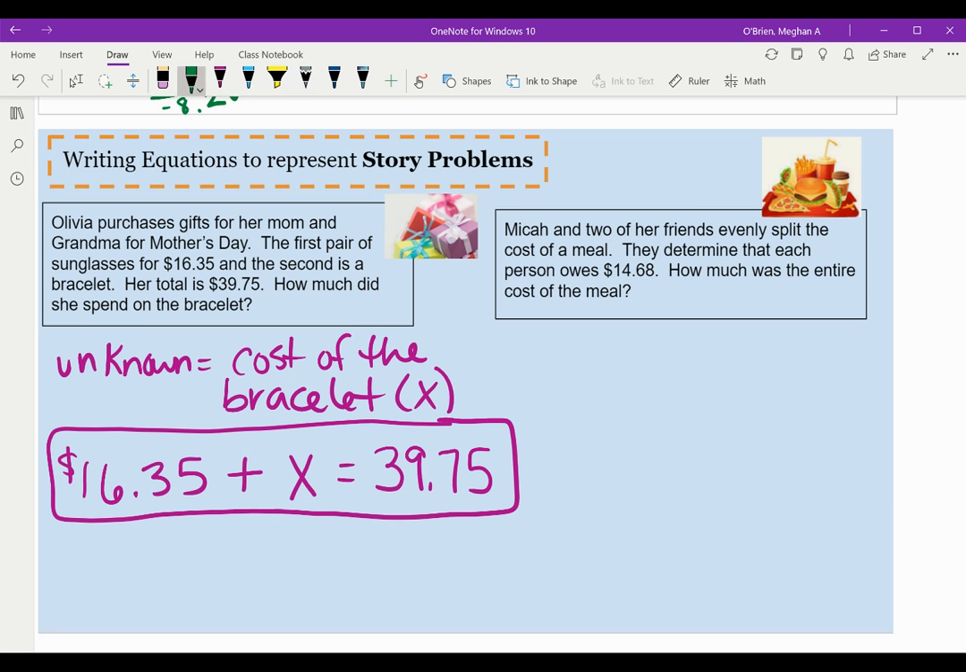Let's take a look at this last one. Micah and two of her friends evenly split the cost of a meal. They determined that each person owes $14.68. How much was the entire cost of the meal? That's my unknown. So y will equal the cost of the meal.